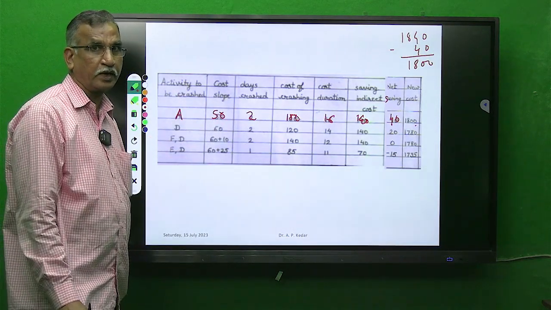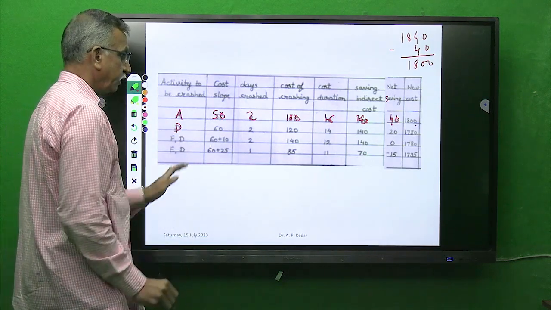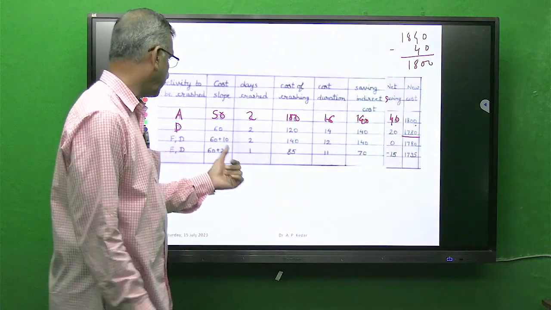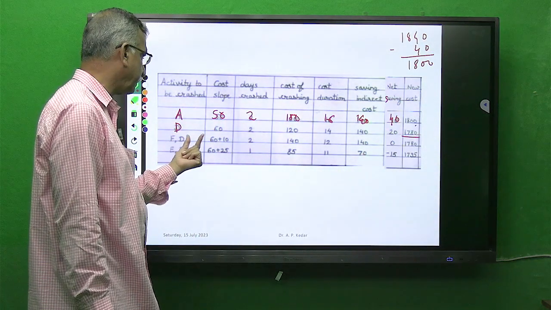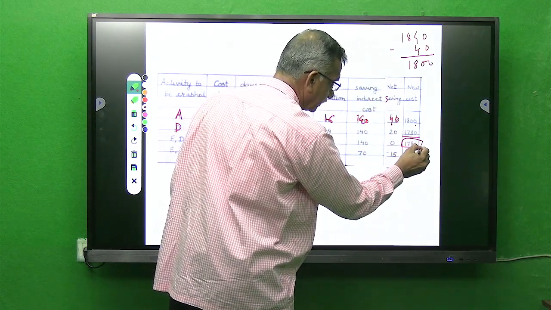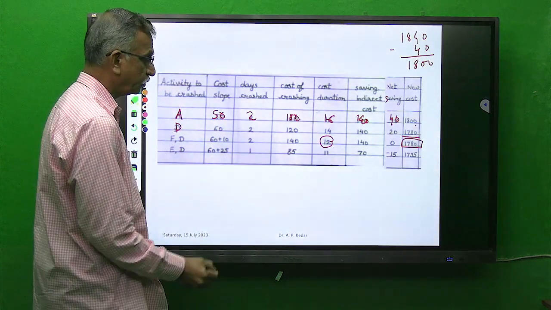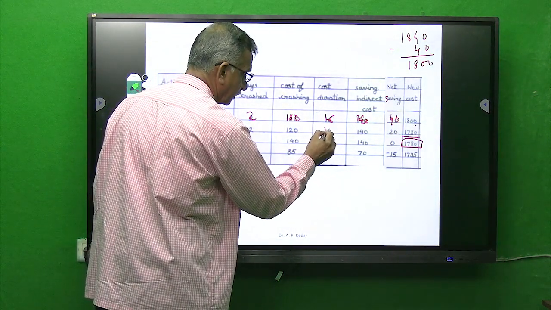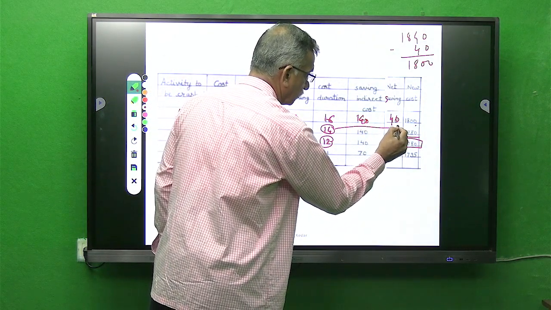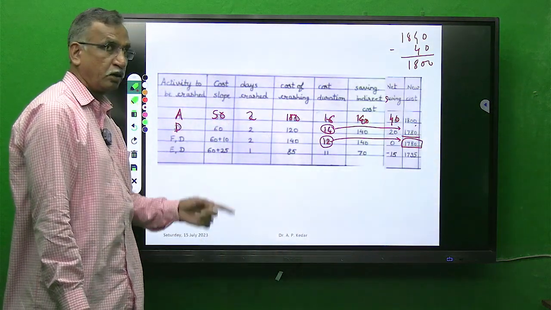Similarly, we have to analyze the project. Next is the turn for activity D. If you crash that, your cost comes to be 1780. Next, it is combined crashing of F and D. Your cost comes to be the same 1780, but remember, find this duration of 12 days. Here it is 14 days. So for 14 days your cost is 1780. For 12 days also your cost is 1780.